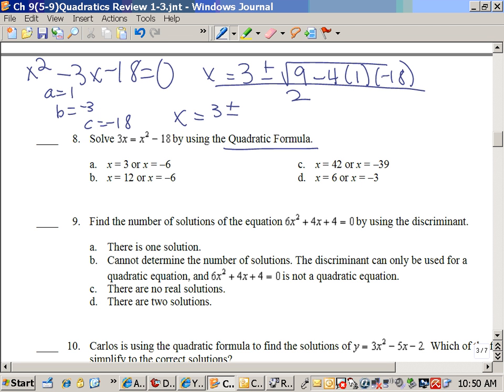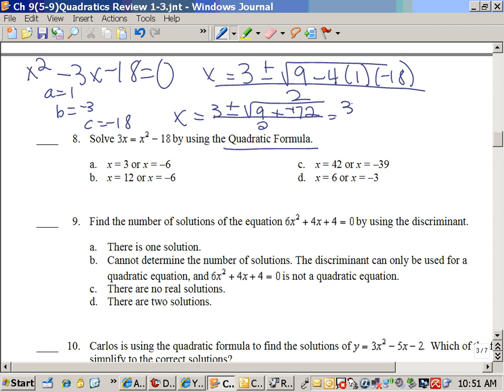Now you are going to have a day you don't have a yellow calculator. You're going to have to use the little blue calculator. So for the blue calculator, you're going to have to do this part first. 9 minus -72. 4 times 18 is 72. All over 2. Minus negative is plus positive.